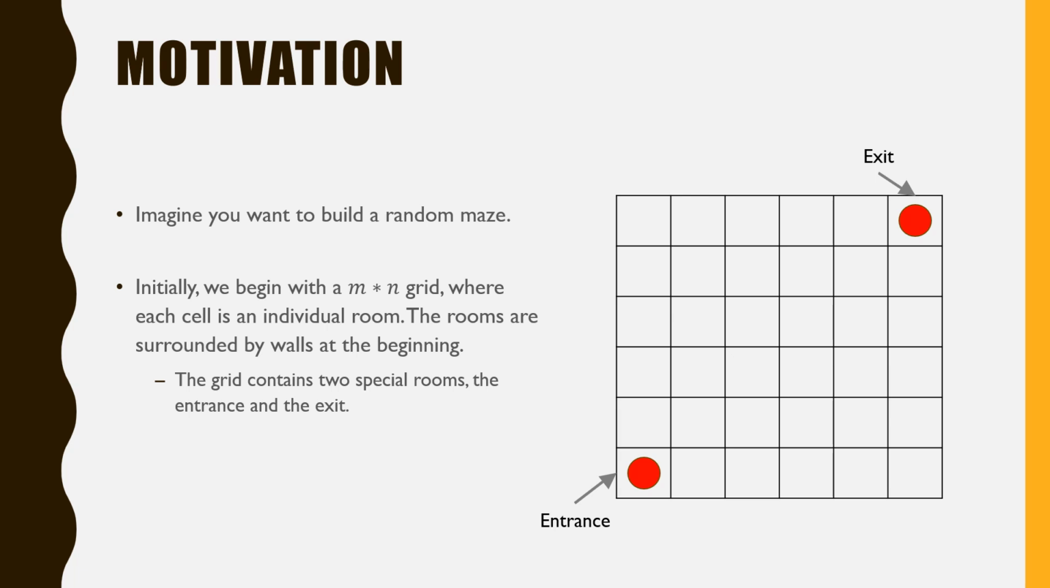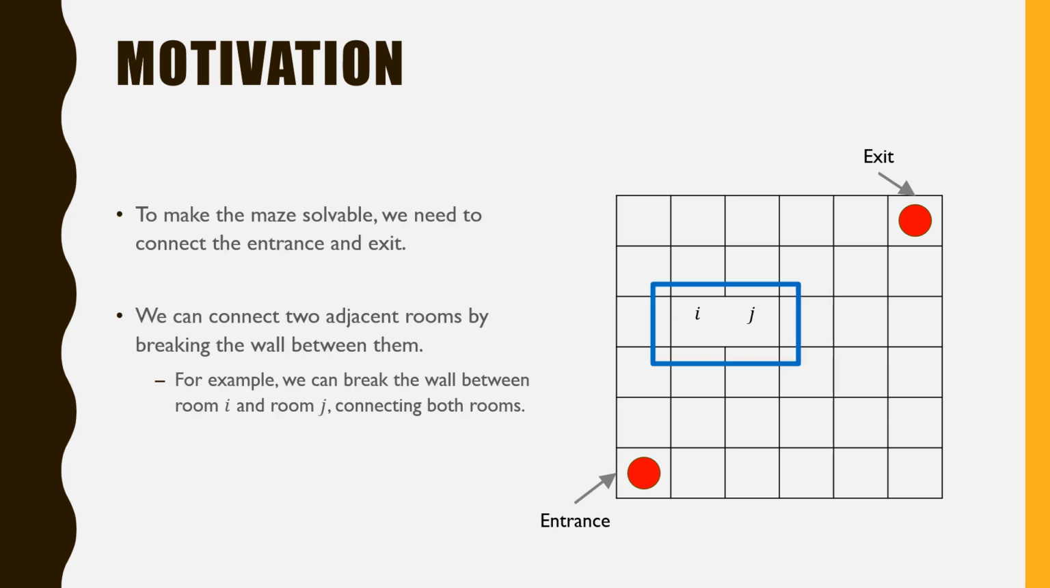Imagine that you want to build a random maze. We begin with an m by n grid, where each cell represents an individual room in the maze. Initially, the rooms are surrounded by walls, and no two rooms are connected. There are two special rooms in the grid, the entrance and the exit. To ensure the maze is solvable, the entrance must be connected to the exit. This is done by connecting adjacent rooms through breaking the walls between them.